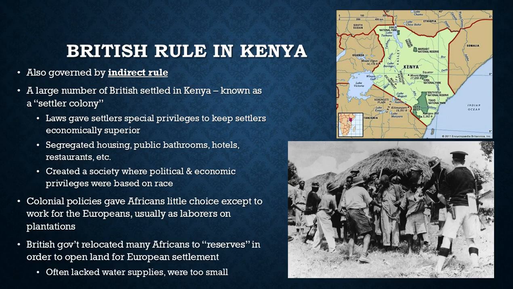The other thing that occurred was that the British government relocated many Africans to reserves, similar to what the American government did to Native Americans, in order to open up land for more European settlement. These reserves weren't just a private piece of land. They often lacked water supplies and were way too small for the population. These are just some pictures of the reserves, and up here is a map of where these reserves are held. You can see these reserves were where the native Africans were placed, and the rest of the land was used for those cash crops which the Europeans exploited.